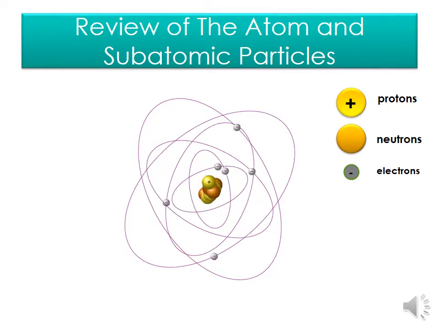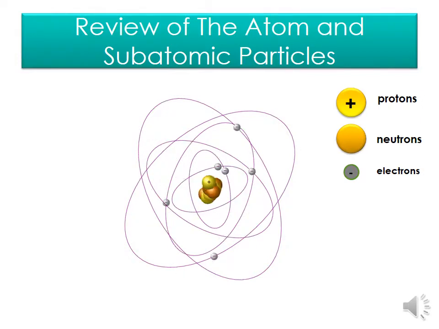Now, surrounding the nucleus are little tiny electrons that circle around the nucleus. You can see that each of those little tiny electrons has a negative sign on it. Those, again, are called electrons, and they move around the nucleus, and they have a negative charge.